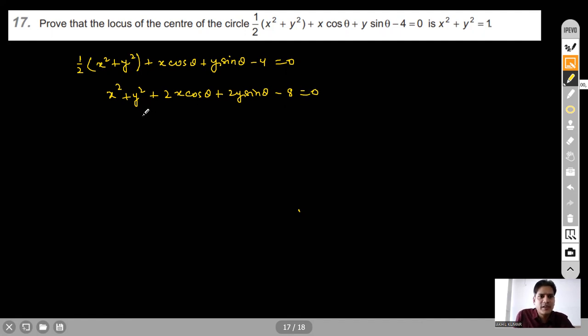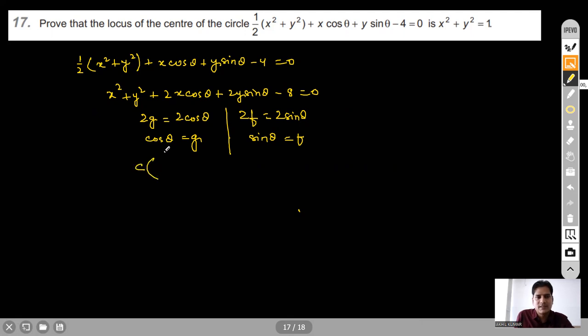Okay. So from here we can say 2g is equals to 2 cos theta. So cos theta is equals to g. And from here we see 2f is equals to 2 sine theta. So sine theta is equals to f. Okay. So what will be the center of this circle? That will be minus g comma minus f, that is, minus cos theta comma minus sine theta.